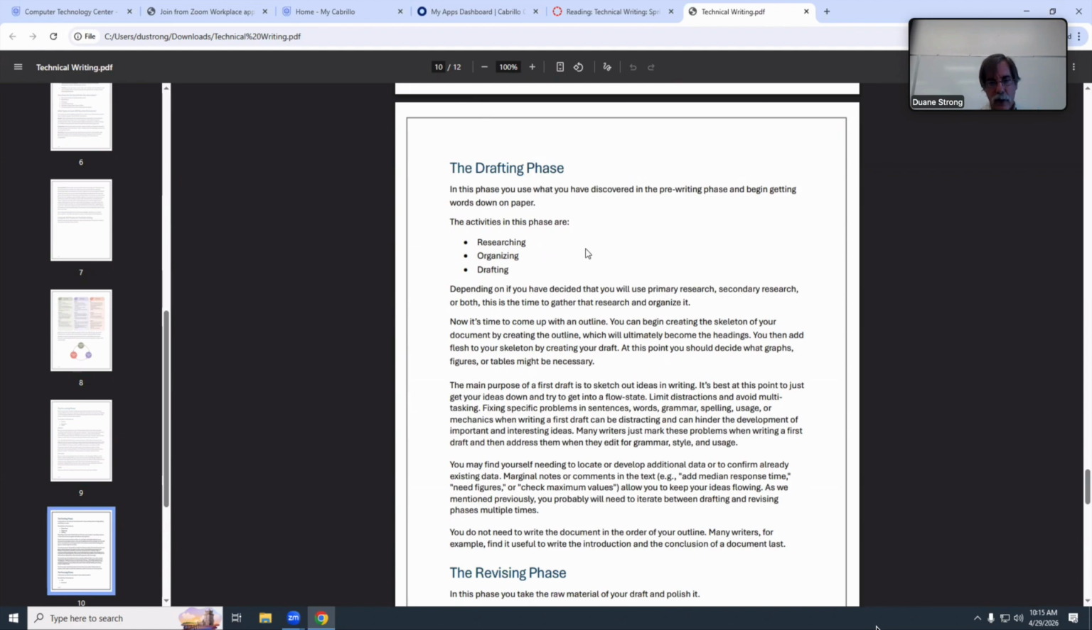The main purpose of drafting is to sketch out ideas in writing. It's best to just get your ideas down on paper. Try to get into this flow state that I keep talking about. Limit your distractions, avoid multitasking.